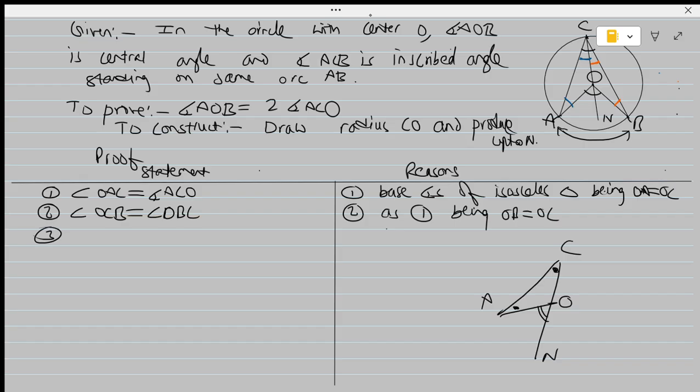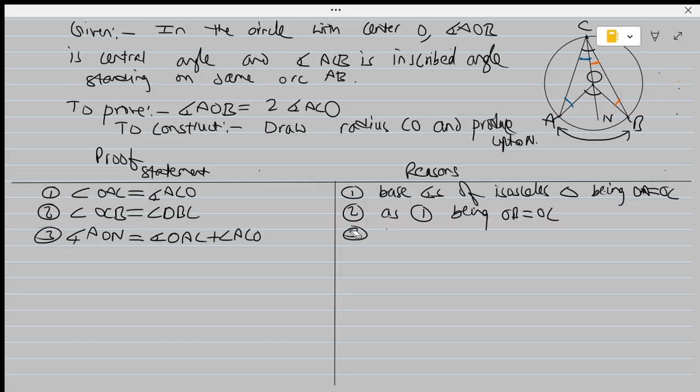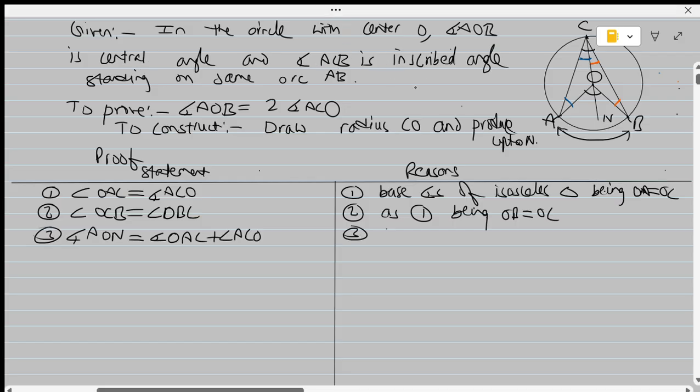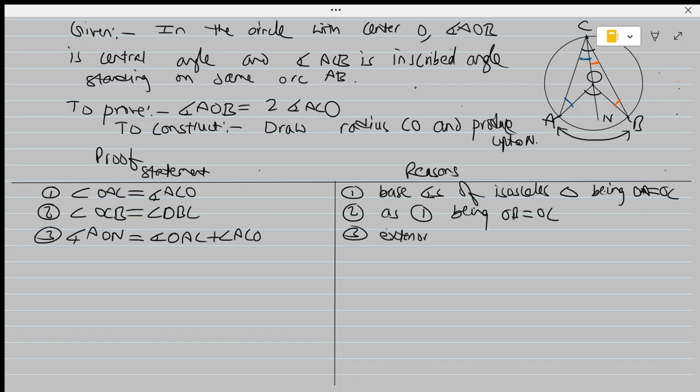When we see ACO and N, here angle AON is the exterior angle, and its opposite interior angles are OAC and ACO. So we can say here AON is equal to the sum of OAC plus angle ACO. So we provide the reason: exterior angle equals the sum of its opposite interior angles.